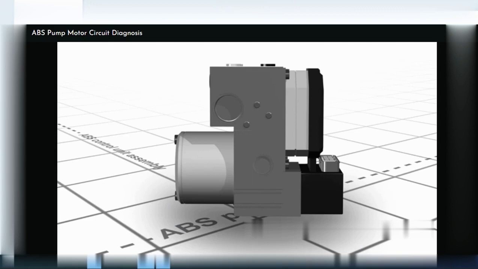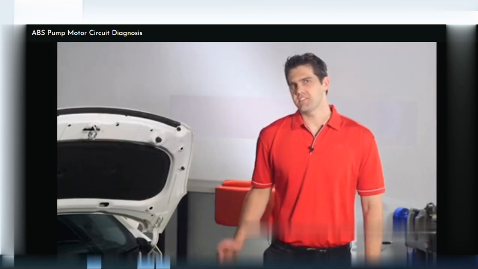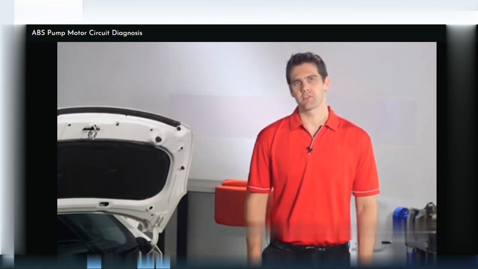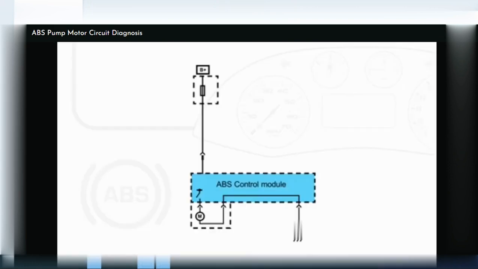The ABS pump motor is an integral part of an ABS control unit assembly. Before testing, we need to understand how the system works. Let's have a look at a diagram. 12 volts is supplied to the ABS control module from the fuse box. Ground is supplied to the module direct from the chassis.